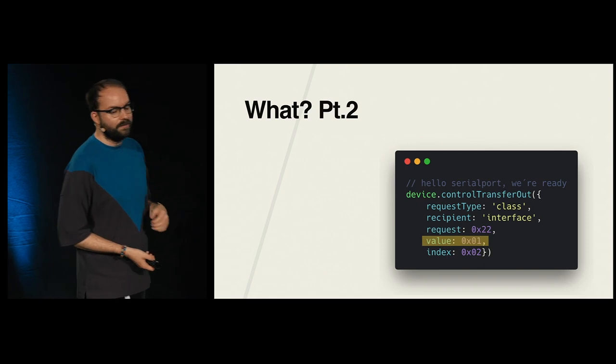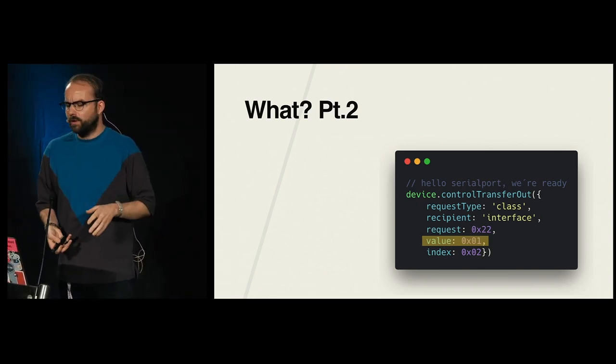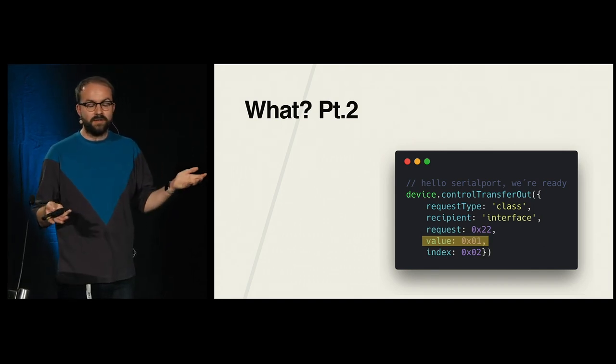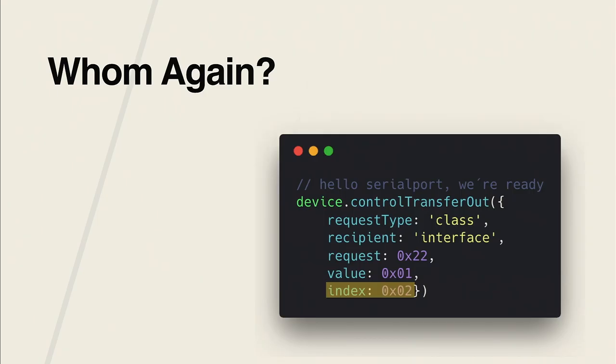We can also send a value with it. If we go back to our example with the moving robot arm, we could use that value in the control transfer, if we have a device that speaks the protocol we have defined, to determine if we go up, left, down, right. So we send some configuration, some value with our request. And in the end, we have the "whom" again, the index, so which interface node we're going to talk to. In this case, it's interface 2.